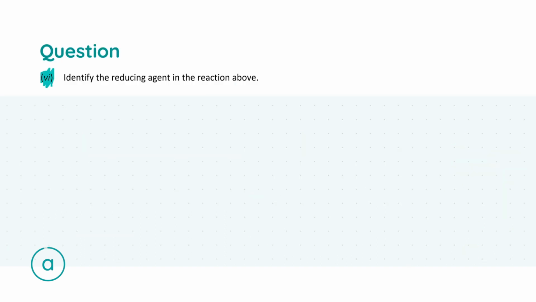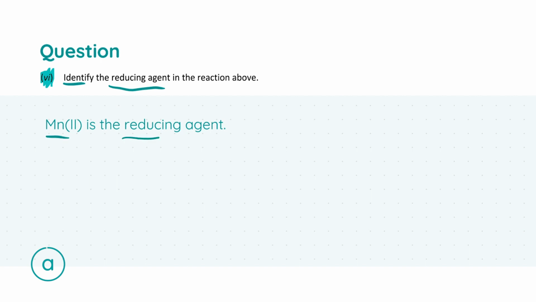So finally, we're moving on to part 6, and in this case, we're asked to identify the reducing agent in the reaction above. Thankfully, we've already actually done that, which was a step that we were doing anyway. So what we're going to do is just copy in the answer that we got from above to our answer box here. If we recall from the previous balancing equation part of the question, we found out that Mn is going to be the reducing agent.